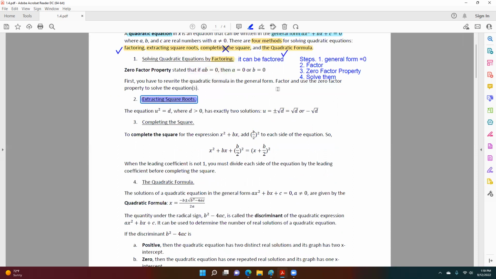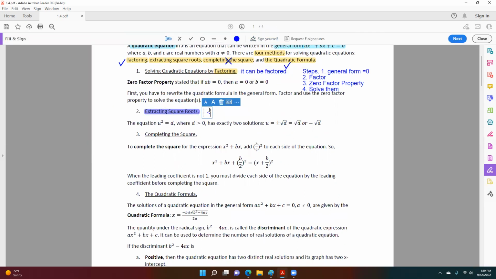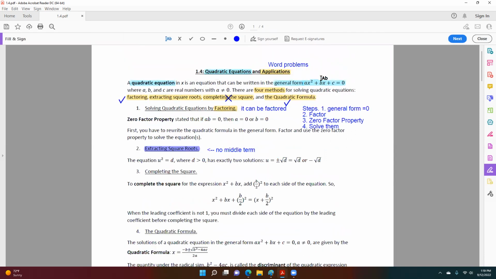Now, extracting the square root is used if you have no middle term. What does that mean when I say middle term? That means you don't have bx. You only have ax squared and c. So if you only have 2 terms, the ax squared and c, and you don't have a middle term, extracting the square root will be the best way for you to solve this quadratic equation. Yes, you can solve it in the other 3 ways too.